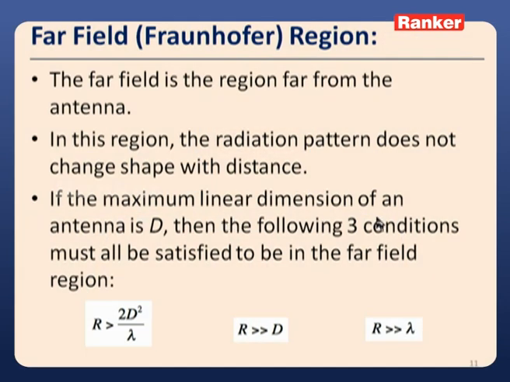If the maximum linear dimension of an antenna is d, then for the far field region these three conditions are to be satisfied. The distance r must be greater than 2d square by lambda, where d is the largest dimension of the antenna. If you are considering a parabolic reflector, the diameter is d. If you are considering a linear array, the array length is d. The distance which is more than 2d square by lambda is said to be the far field region. For that, r must be much greater than d, and r must be much greater than lambda. If these three conditions are satisfied, then this distance is said to be the far field region or Fraunhofer region, which is most suitable for all calculations.